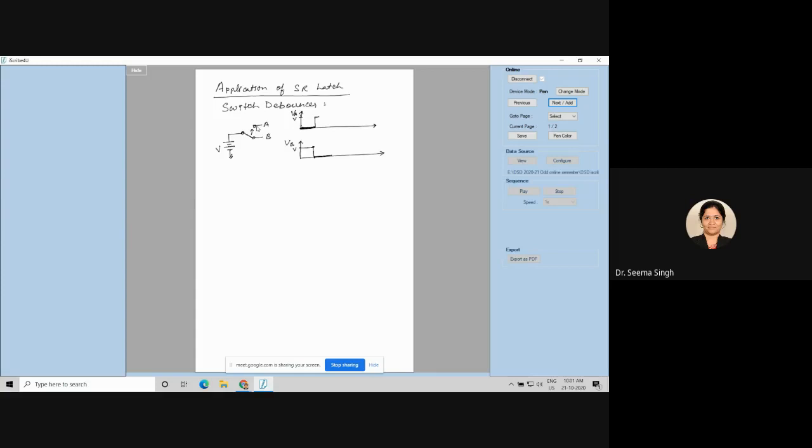So when this bouncing happens, the time it is connected to VA, you get VA equal to V. But the time it does not connect, it will be 0. Again it connects, it becomes V. Again it switches back, it becomes 0. And again it connects. After one or two bounces, it may get connected properly and it will remain there. What will happen at the VB side?